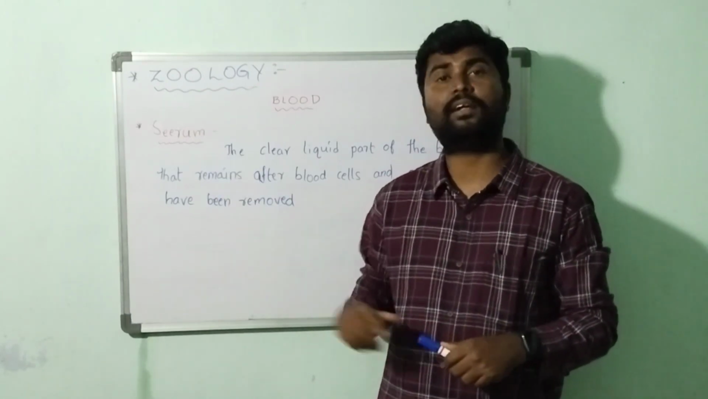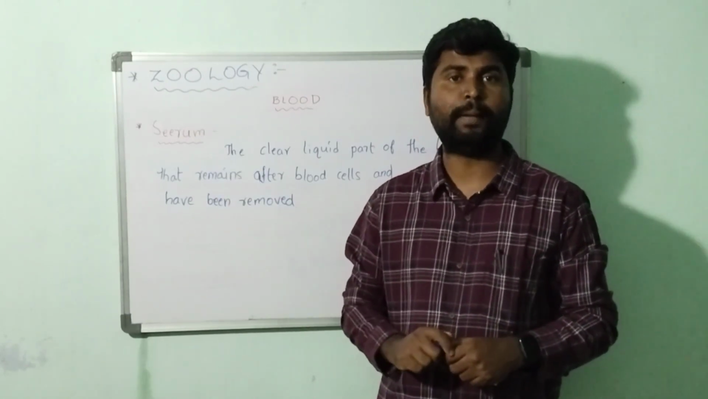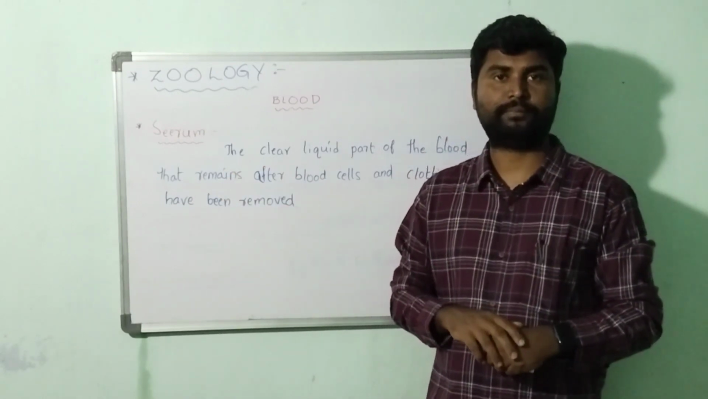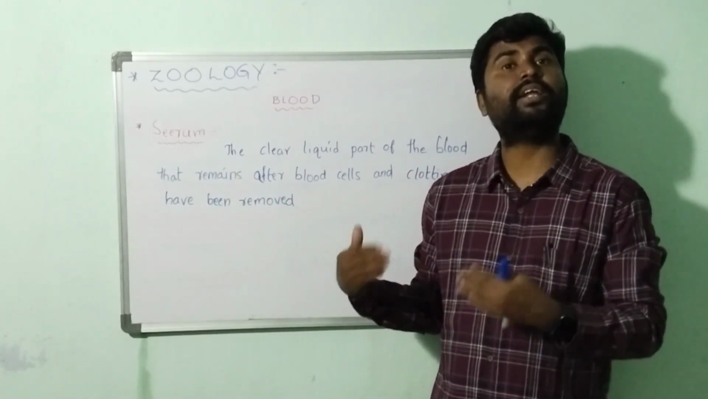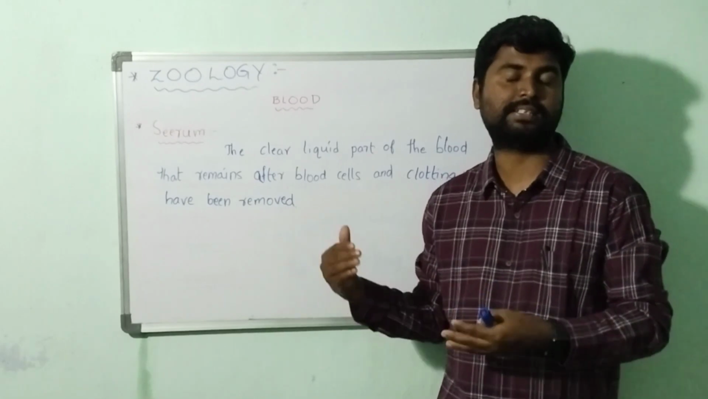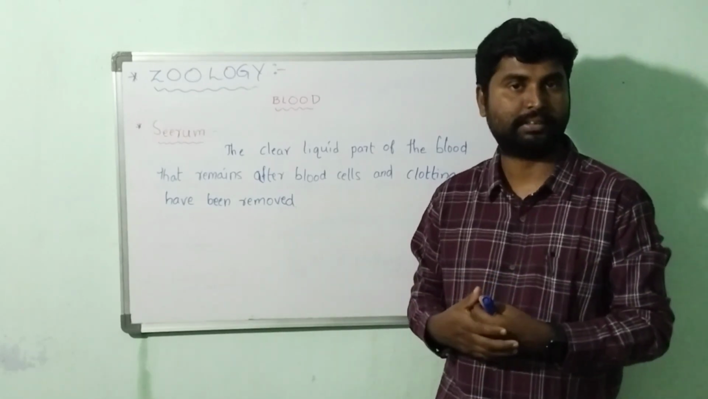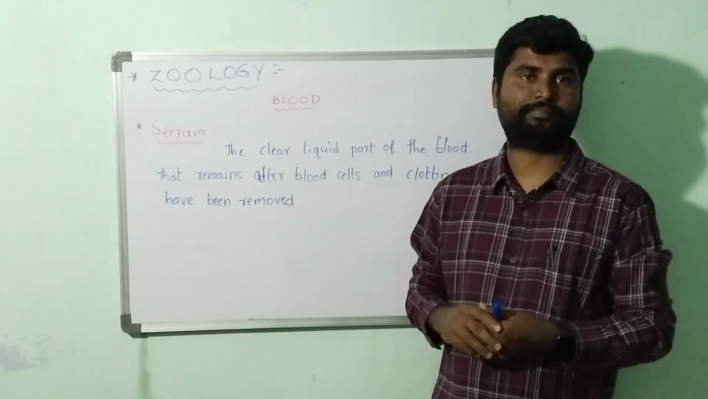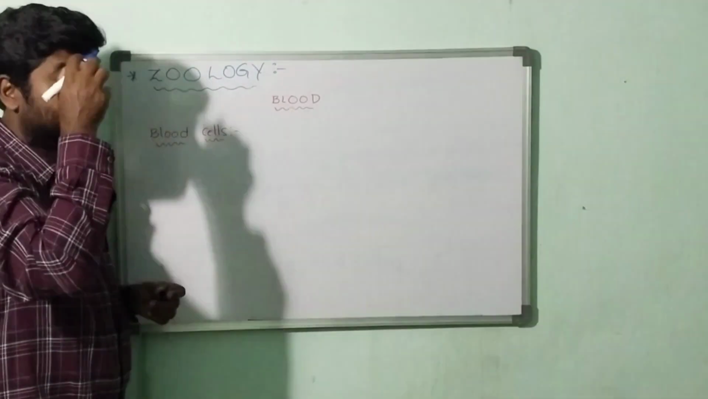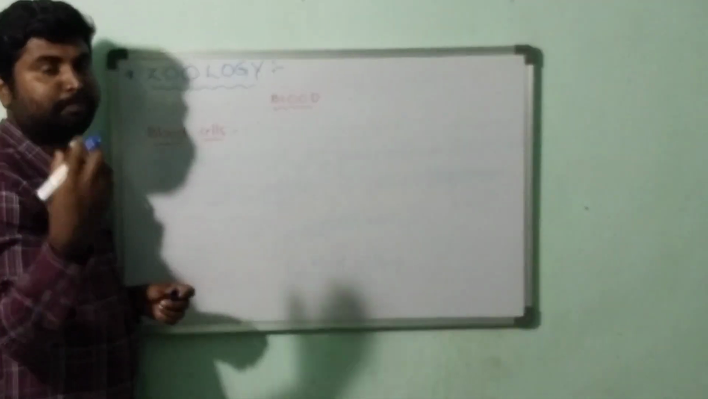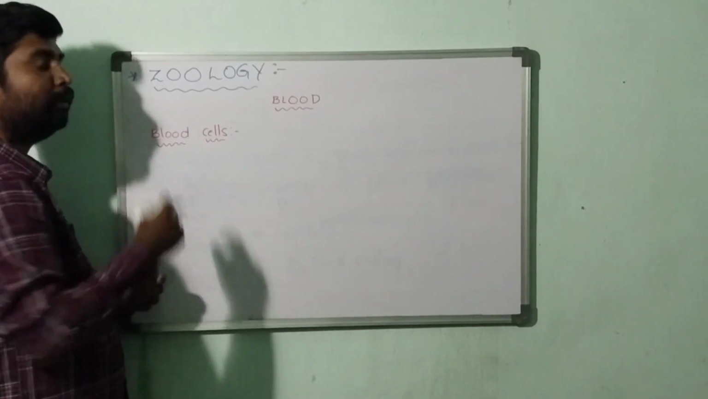So we can use serum as a laboratory material. Serum is a colored fluid, and that means whatever they removed from the blood, like blood cells and fibrinogen factors, that is what we call the serum. The components of blood, I already told you the proteins of plasma and serum, and coming to the blood cells.